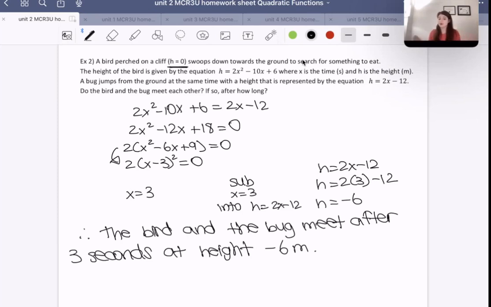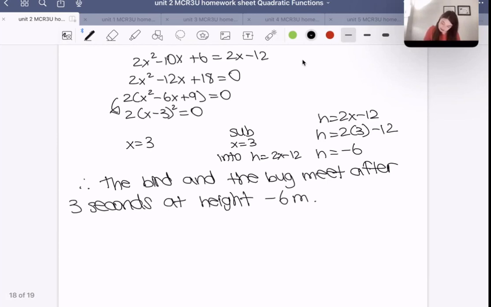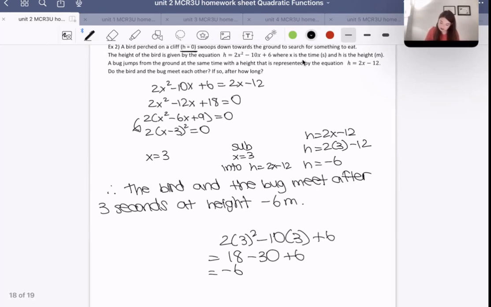However, if you wanted even more confirmation that this is the correct answer, we could also sub the x equals 3 into the other equation. So we could get 2 times 3 squared minus 10 times 3 plus 6 and verify that that's also negative 6. So this is 18 minus 30 plus 6, which is also negative 6. Okay, so this is just a double check. This isn't really a necessary step. This is just like an extra kind of double check of, oh, our answer was kind of strange. Maybe we should check if that answer truly does get the same y value for both.